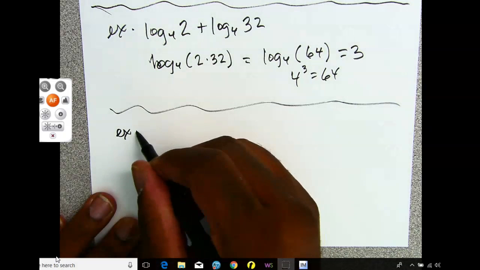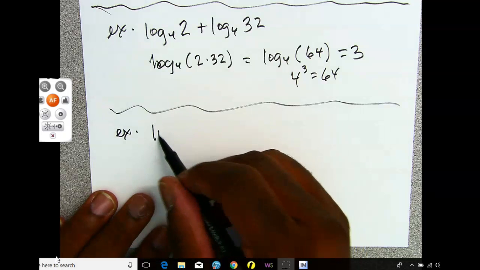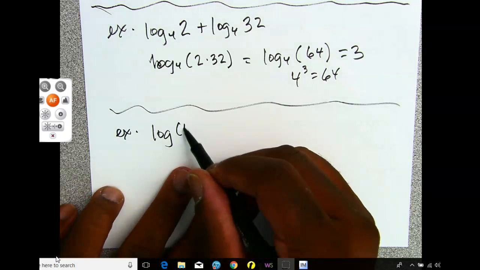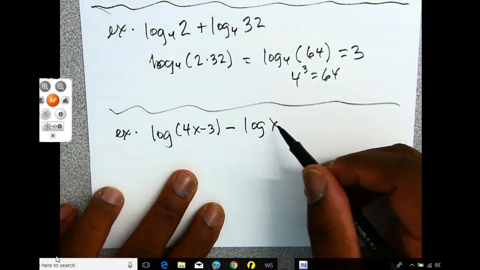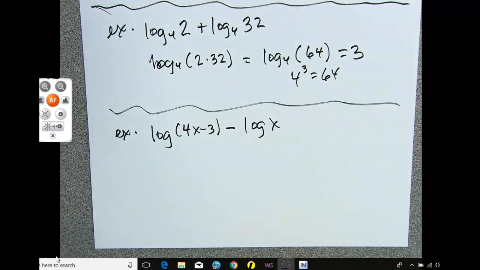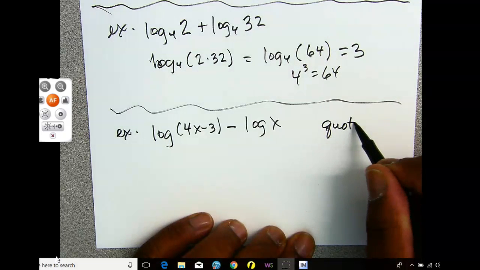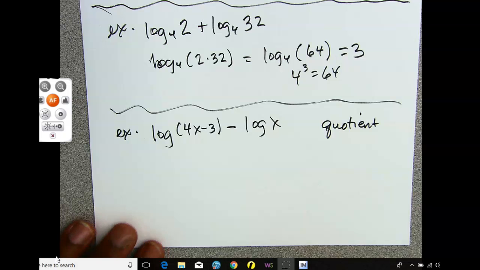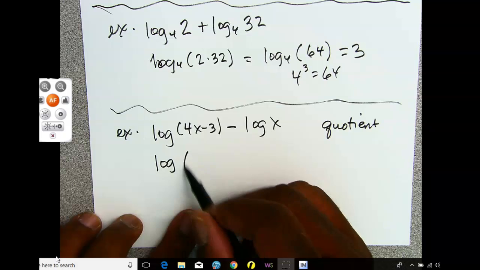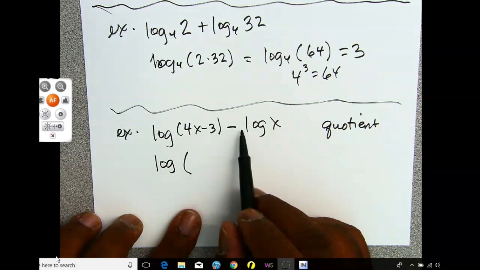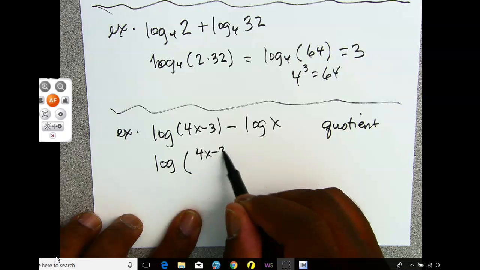All right, another example. Log of 4x minus 3 minus the log of x. Any particular property we're going to use here to condense it? Division or quotient? So if we use our quotient rule here, then this will give us the log of, so it's numerator, denominator, 4x minus 3 divided by x.